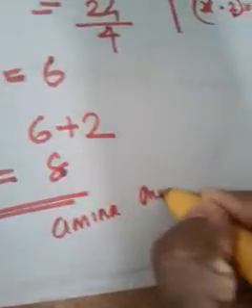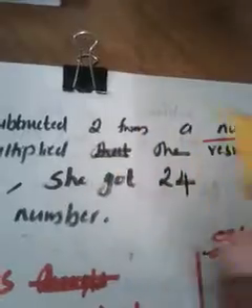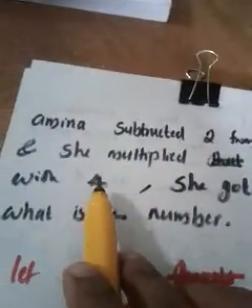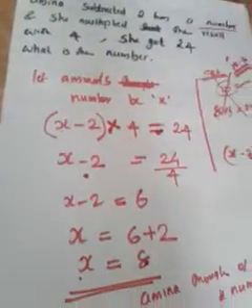So Amina thought of which number? The number 8. Amina's number will be 8. You can check if you have any doubt. Suppose Amina thinks of 8. Then she has to subtract 2 from that number. That means 8 minus 2. 8 minus 2 is 6. Now, when she multiplied with 4, 6 into 4 is what? 24. Correct. You may have understood. Okay.